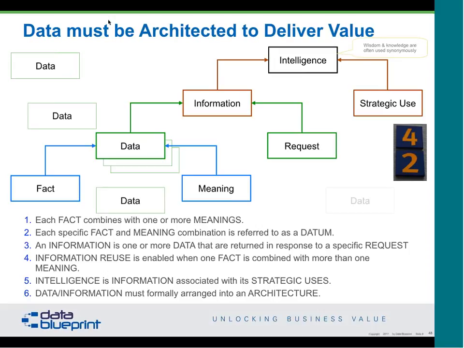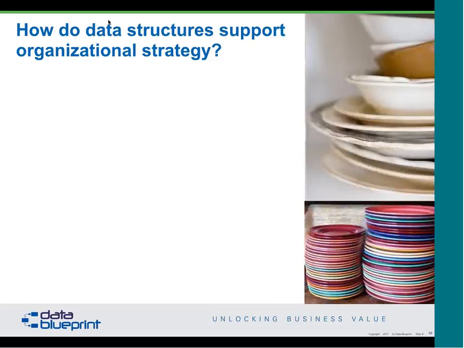So let's go a little further on this. One more slide on this will tell us how data structures represent organizational strategy. And there's two answers. The first one is providing effectiveness and efficiency. And I like to use a restaurant example here.